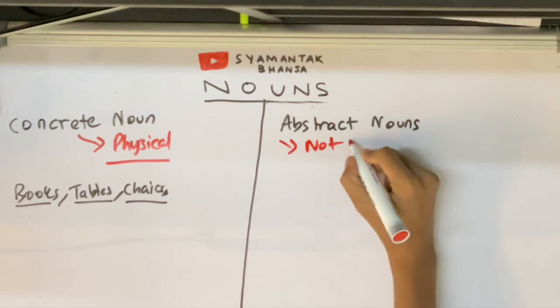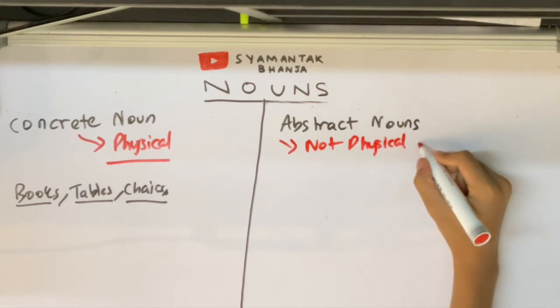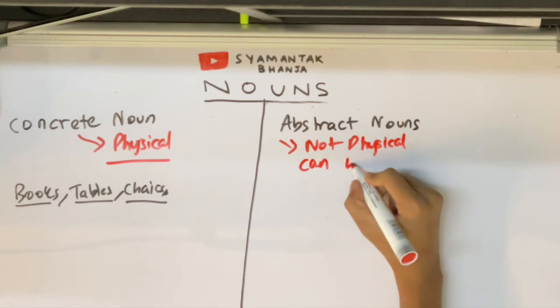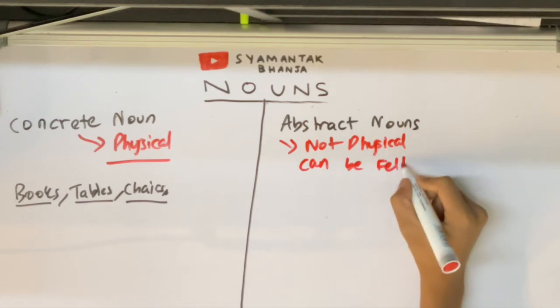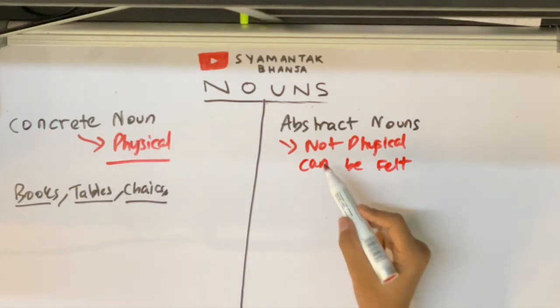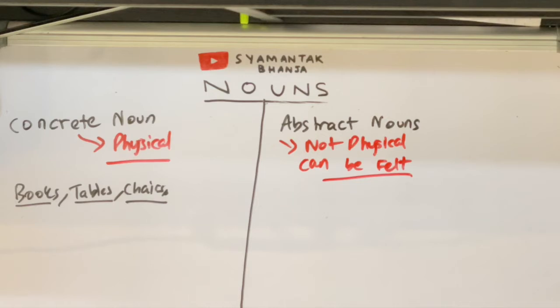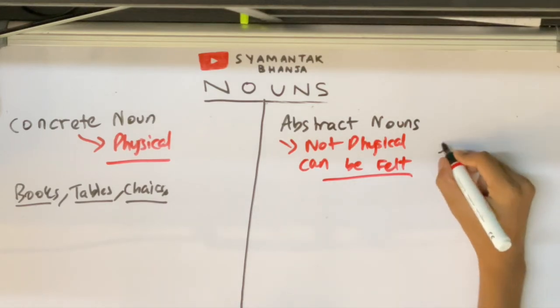Not physical, can be felt. This is the keyword of abstract noun. Concrete noun, it is physical. Abstract noun, not physical, but can be felt. And these mainly, generally include emotions.